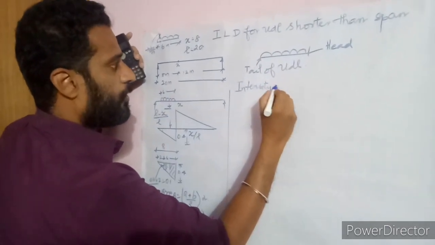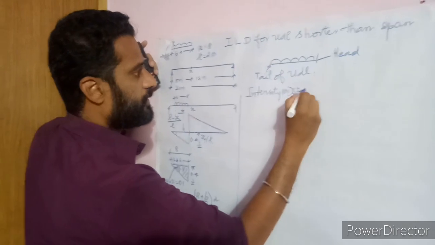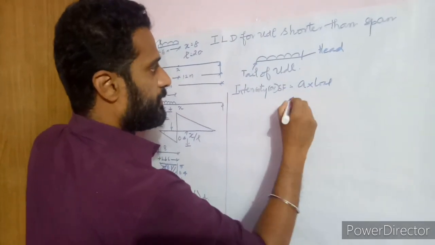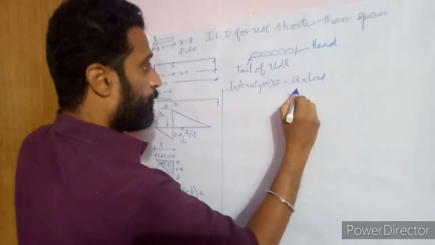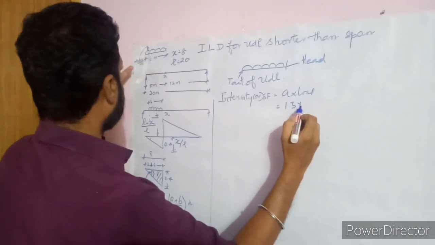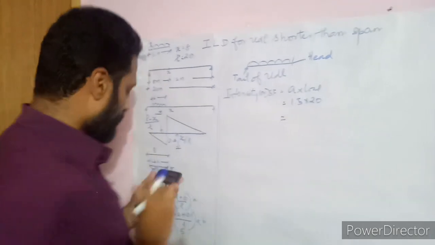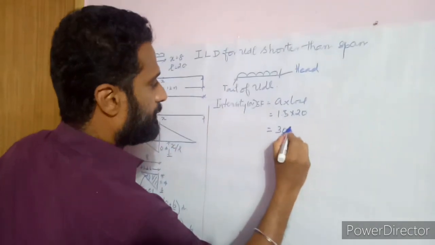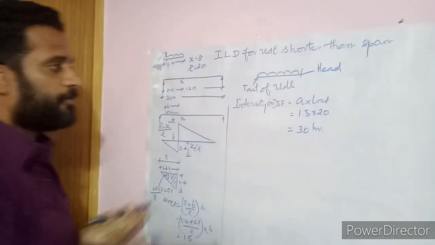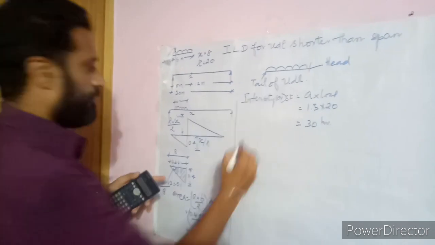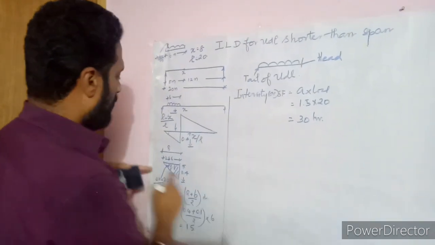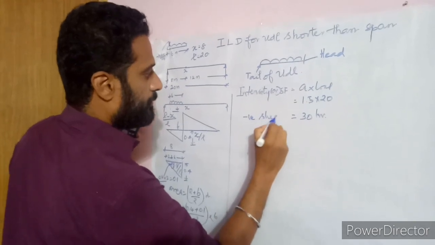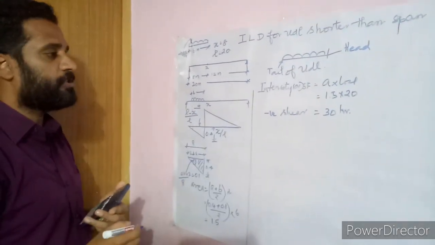So the shear force is this area into the load intensity. So this area is 1.5 and the load given is 20 kilonewton per meter. So 1.5 into 20 is 30. So that is the shear force. Have you got it? So this is the negative shear force. So we have calculated on the negative intensity. This is negative shear.